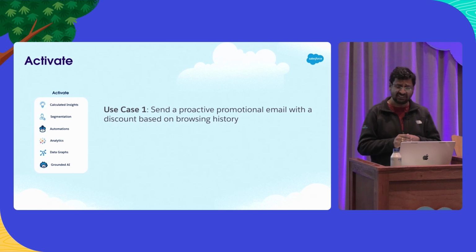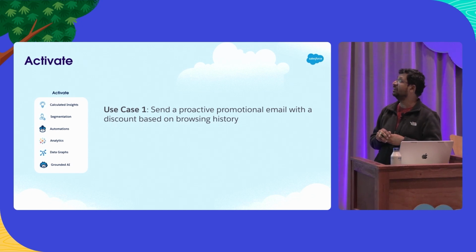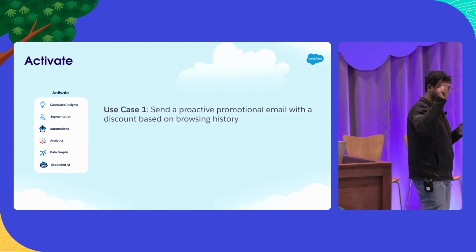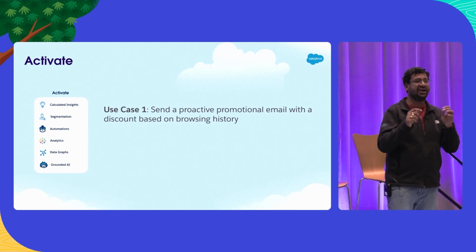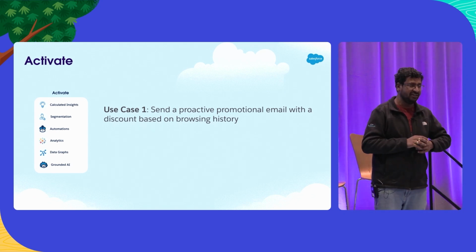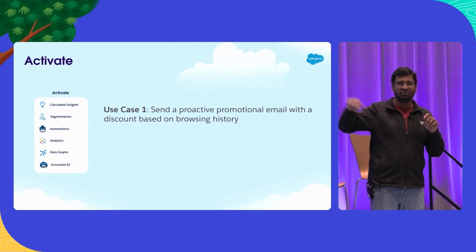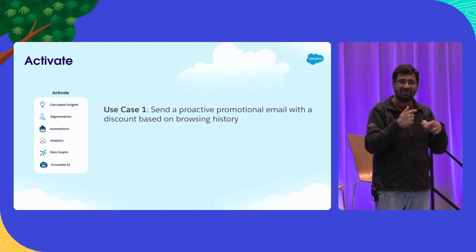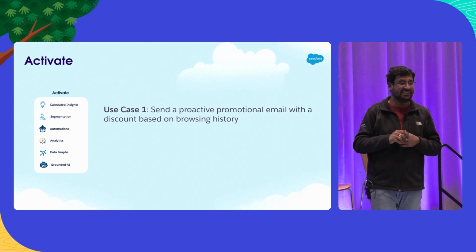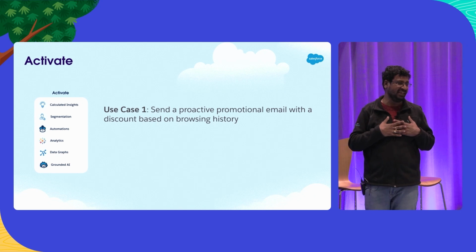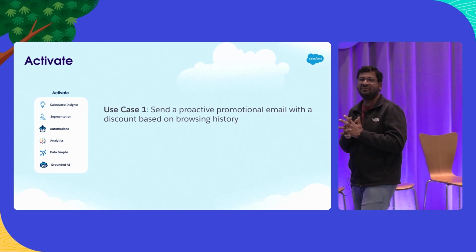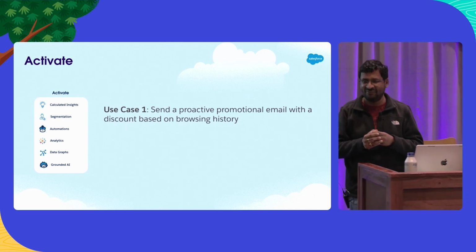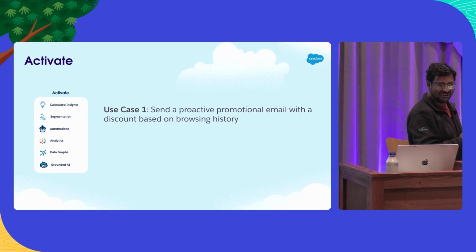The first use case is, I want to send a proactive promotional email with a discount based on browsing history. Let us assume one person is browsing a specific product multiple times. I go and search for an AirPad, then I go to Samsung, or I see different types of tablets, and again come back to AirPad, and multiple times I try to search AirPad, which indicates that I'm more interested in purchasing the AirPad. So at that point in time, if someone gives me a promotion of, say, 20% discount, definitely I will choose it, right? I'll purchase it. So that is the use case.